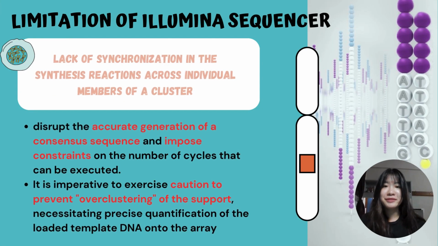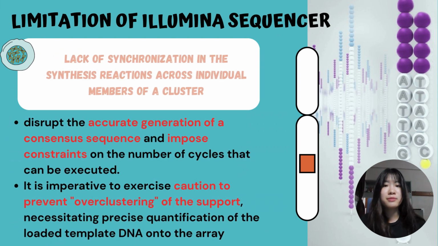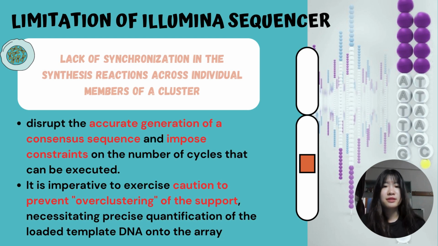A limitation of Illumina sequencers is the lack of synchronization in the synthesis reactions across individual members of the cluster. This can disrupt the accurate generation of a consensus sequence and impose constraints on the number of cycles that can be executed. Another limitation is overclustering.